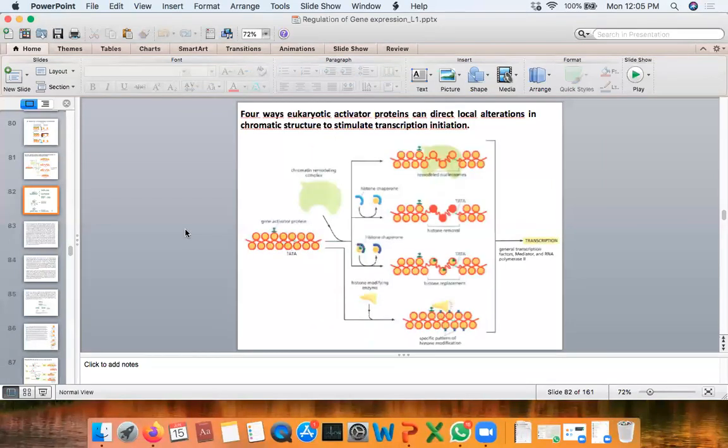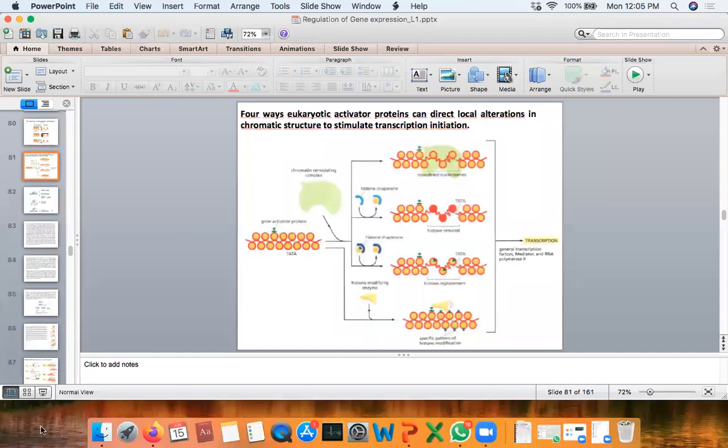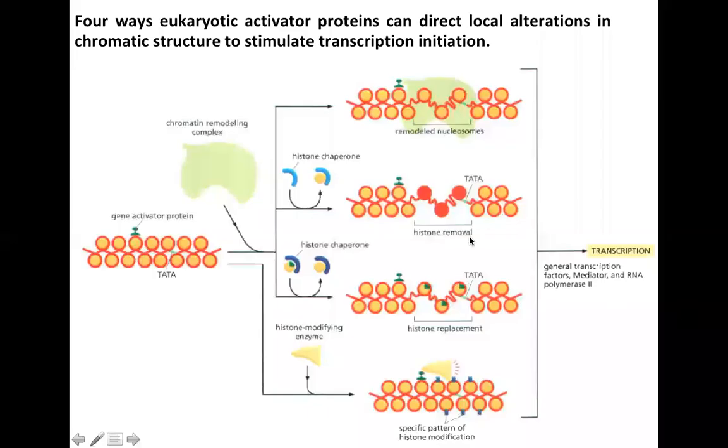So we have 7 minutes left. I will just quickly go through it once again. The gene activator protein binds to its regulatory site. It can recruit chromatin remodeling complexes. What they can do is carry out nucleosome sliding, or remove the histone proteins, or carry out histone replacement in order for the TATA box to become accessible to the transcription machinery.